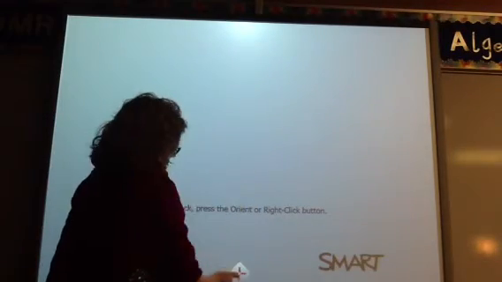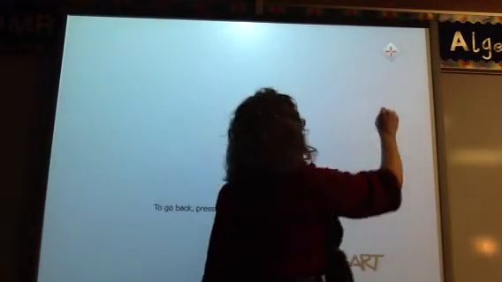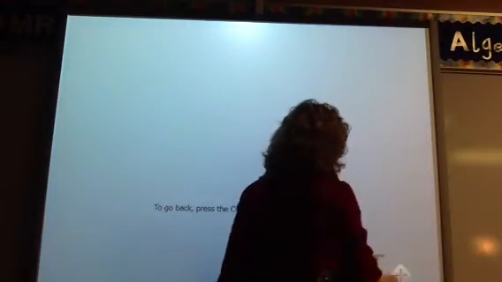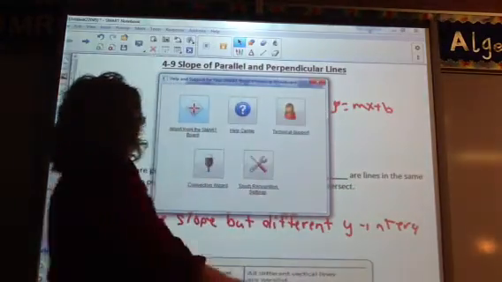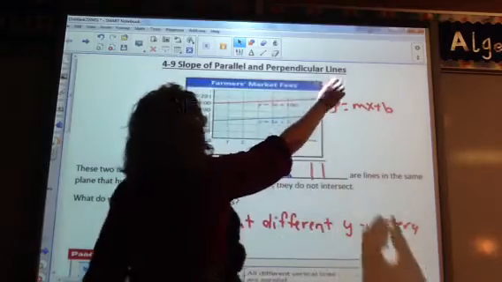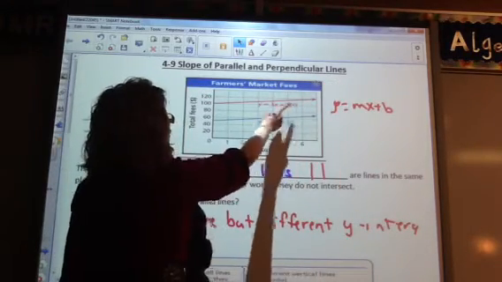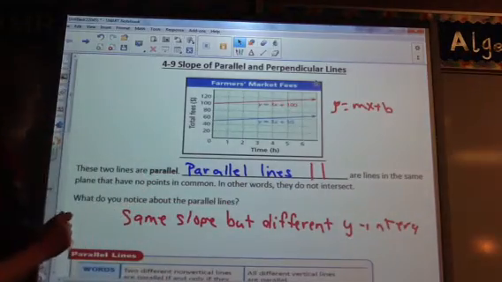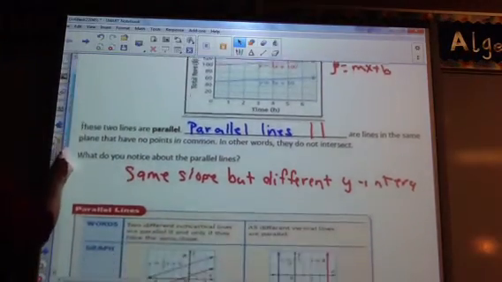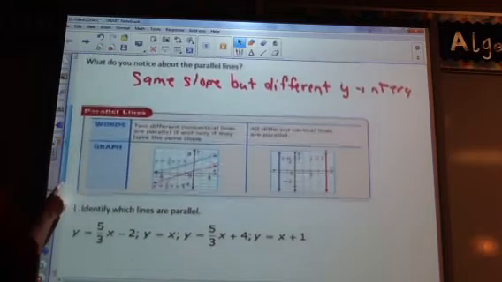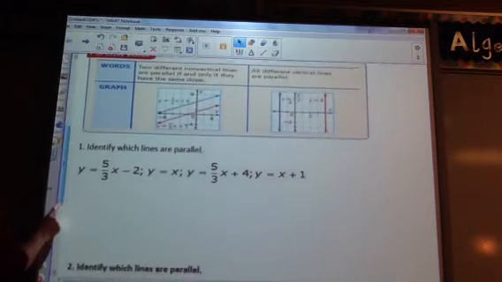Okay, so what do y'all think would happen if they have the same slope and they have the same y-intercept? Well, if we had a slope of 3 and a y-intercept of 100, it would be the same line, okay? So that's why they have to have a different y-intercept. They cannot have the same y-intercept.